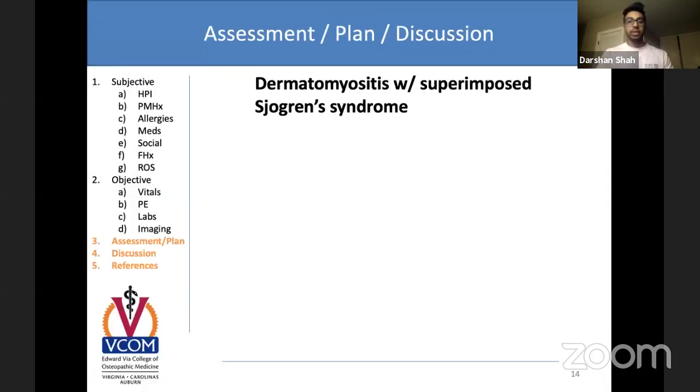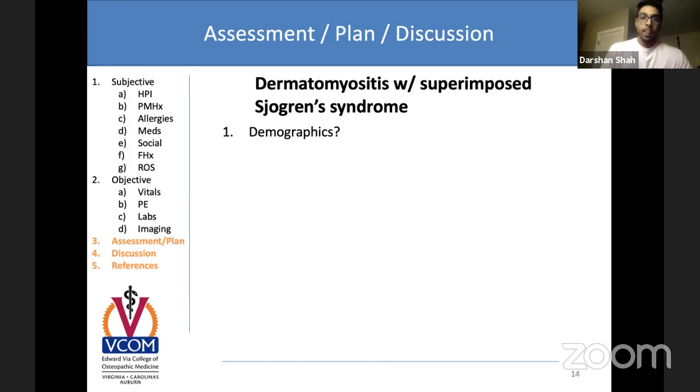Okay, so as we said, dermatomyositis with superimposed Sjogren's syndrome. So demographics, I want you guys to kind of think of these things. Who usually gets autoimmune diseases? Which gender, which age range? Is this unusual for a 74-year-old gentleman to get an autoimmune disease, especially with no family history? So kind of just think about that.